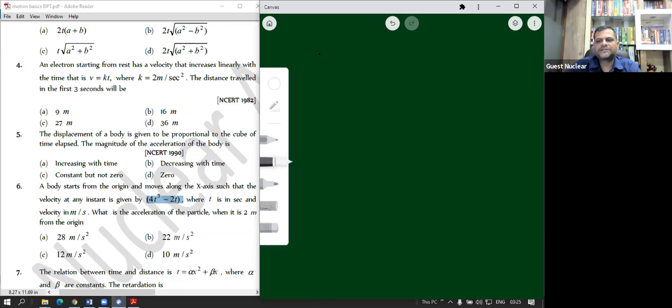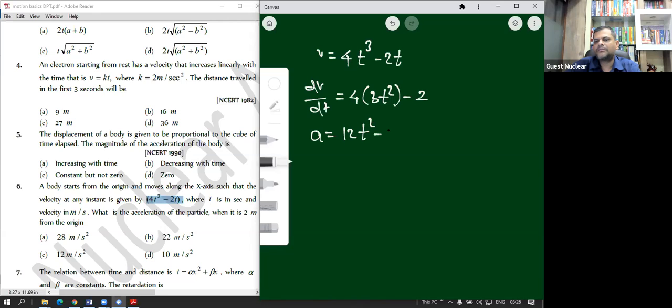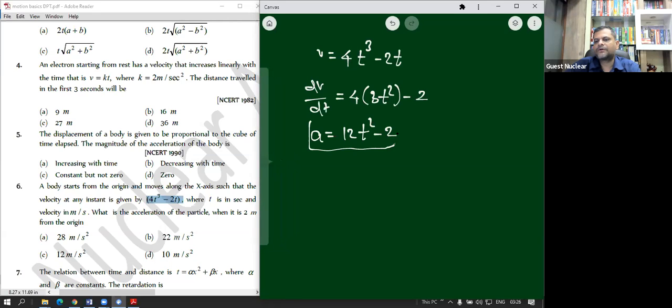See here, velocity at any instant is given. V is equal to क्या दिया हुआ है? 4t क्यूब माइनस 2t, ये वेलोसिटी का एक्सप्रेशन दिया हुआ है. ठीक है, तो अभी इसमें क्या है ना कि हमको पता है कि इसका अगर डेरिवेटिव निकालेंगे तो हमको एक्सेलरेशन मिलेगा. तो वी कैन गेट dv by dt which is actually going to be 4 times of t cube का डेरिवेटिव 3t square minus 2t का डेरिवेटिव simply 2, so that we can get the acceleration of this particle to be simply 12t square minus 2. Correct है? This is the expression for acceleration.